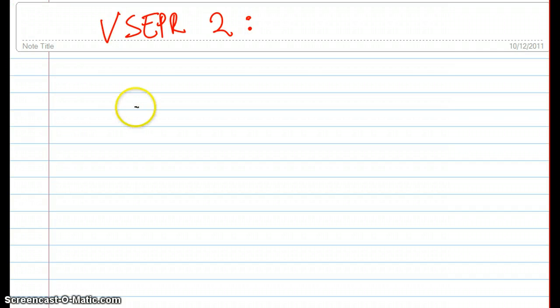Now let's use VSEPR to find some molecular shapes. So we'll call this lecture VSEPR II. So suppose our molecule is CO2.